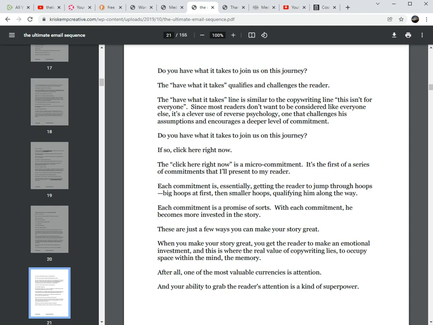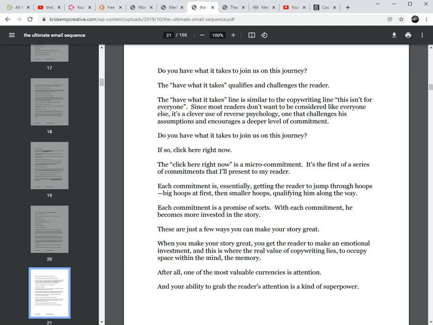So do you have what it takes to join us on this journey? If so, click here right now. So the click here right now is a micro commitment. It's a first of a series of commitments that you can present to your reader. So each commitment is essentially getting the reader to jump through hoops. Big hoops at first and smaller hoops, qualifying him along the way. Each commitment is a promise of sorts. With each commitment, the reader becomes more invested in the story.